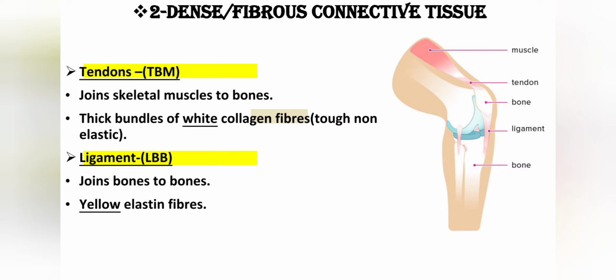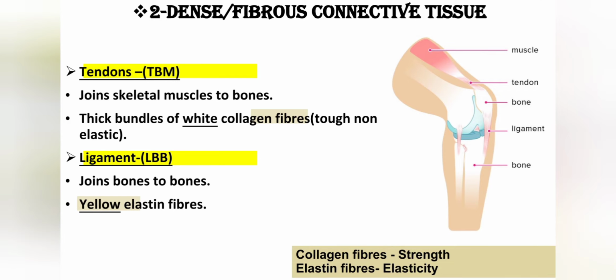TBM means tendon, bone, muscle. LBB means ligament, bone to bone. So you'll never forget the tendon joins bone to muscle and ligament joins bones to bones. Now, collagen fibers give strength. So these collagen fibers are present in tendons. So tendons are responsible to give strength, and elastin fiber which forms the ligament is responsible for elasticity.